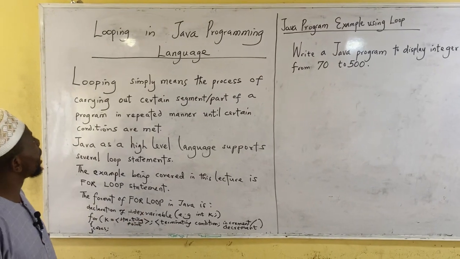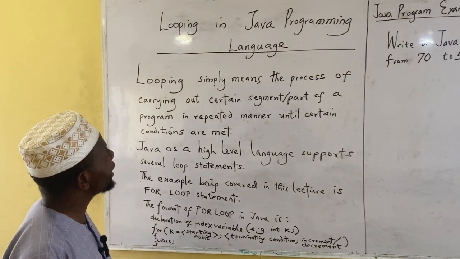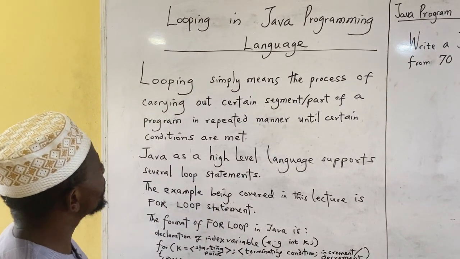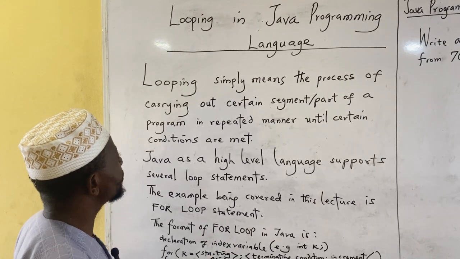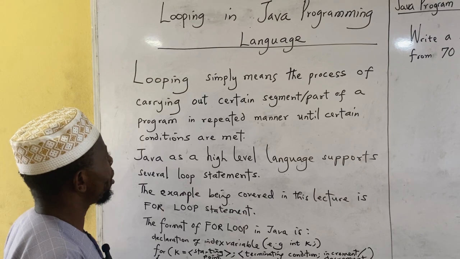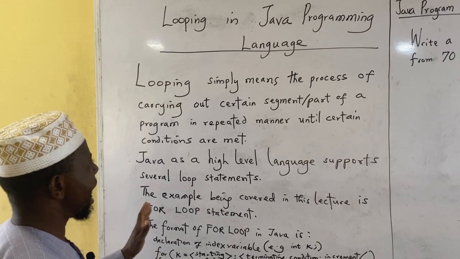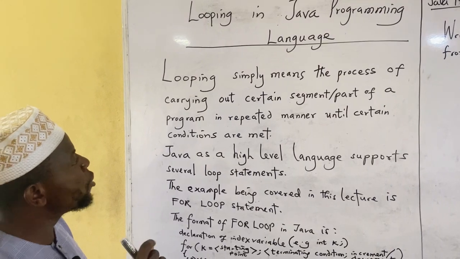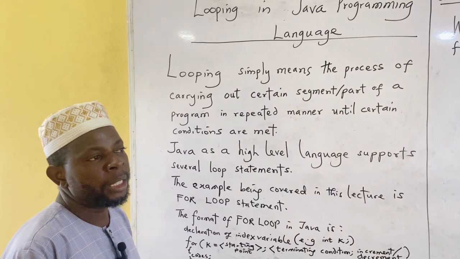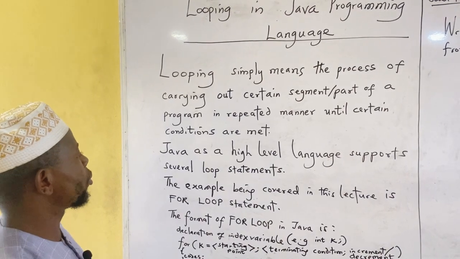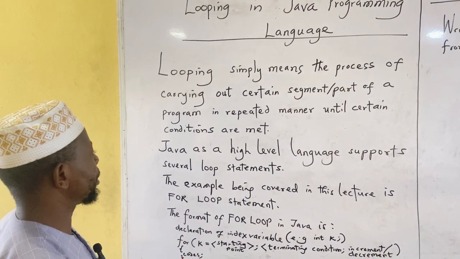Today, we want to be looking at looping in the Java programming language. Looping simply means the process of carrying out certain segments or parts of a program in a repeated manner until certain conditions are met. By this statement, each time you make use of a loop statement in your program, the loop statement will keep running until certain conditions are established.